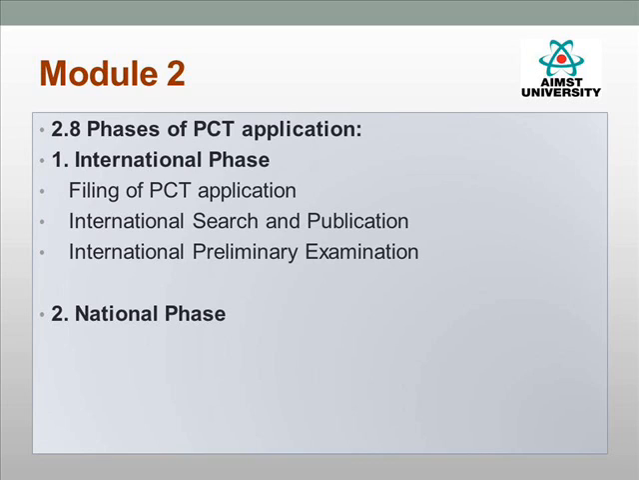The entry into the individual countries is their beginning of the national phase, where national patent laws will apply. To enter the national phase in Malaysia, an application must be filed with the MyIPO within 30 months from the priority date of the PCT application. The application consists of a copy of the international application, in the English language, and the prescribed form, Form 2A, together with the prescribed fee.